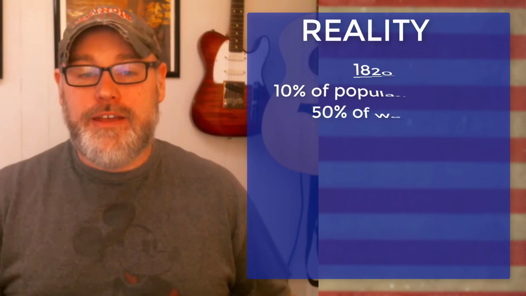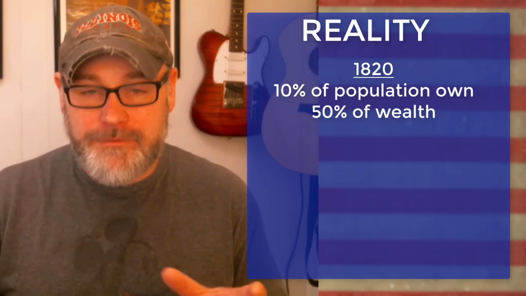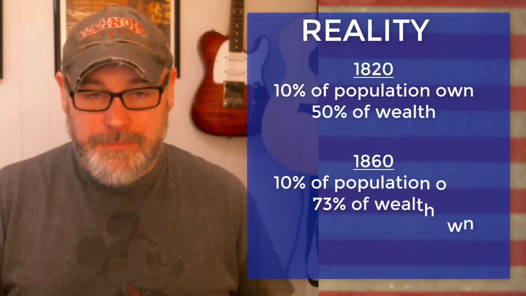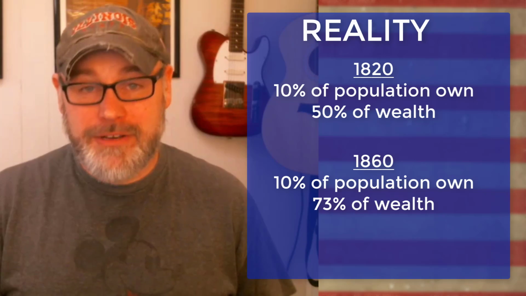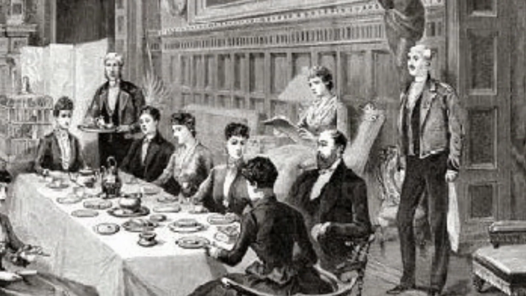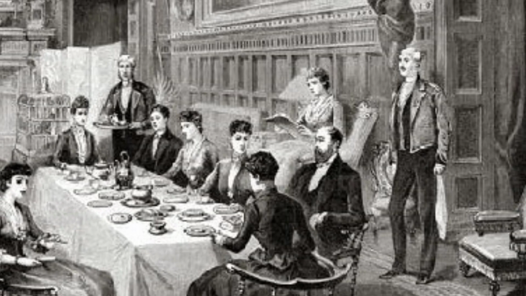But what was actually the reality? The reality was that wealth was becoming more and more concentrated. If you look at the statistics, in 1820, 10% of the population owned about 50% of the wealth in the United States. By 1860, 10% of the population owned about 73% of the wealth. So wealth was getting much more concentrated, and people were not necessarily working their way through this free labor ideology.